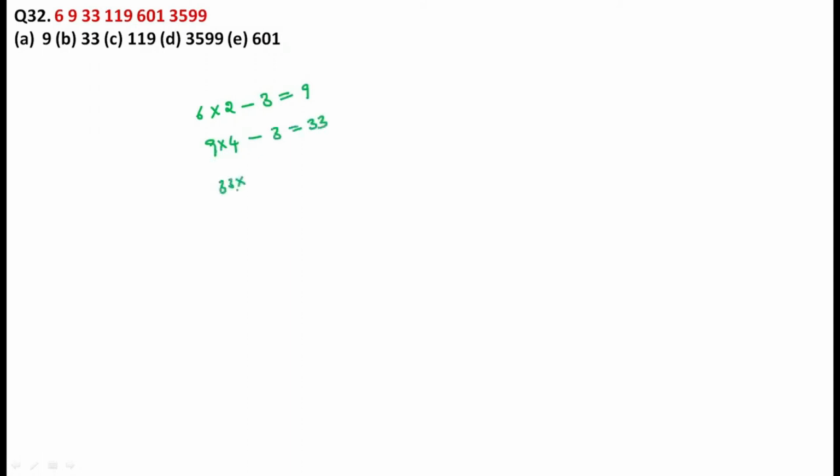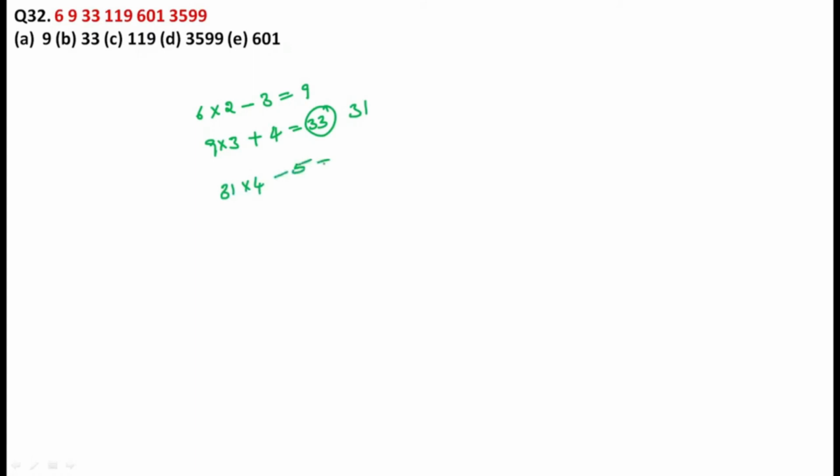Now 33 into 5. If you go with 9 4s are 36, the 5 value exceeds the 119. Now we'll do one thing. You can change the format. You can use 9 3s are 27 plus 4 maybe. Now you can get 31. Check it out whether it is right or wrong. 31 into 4.